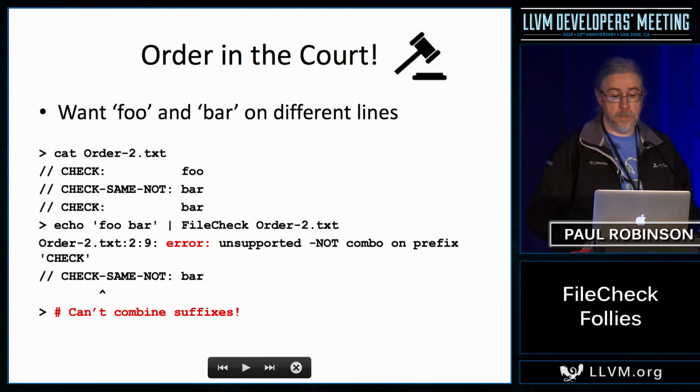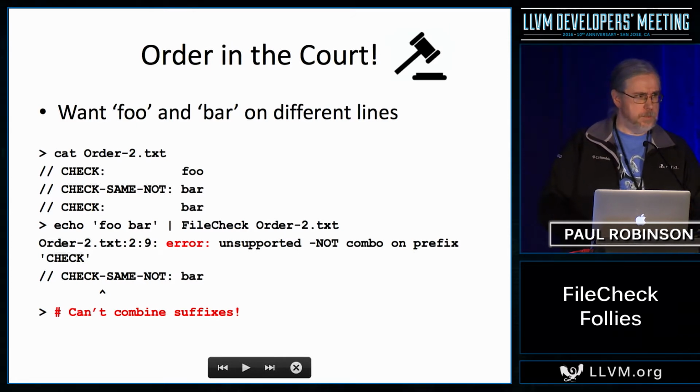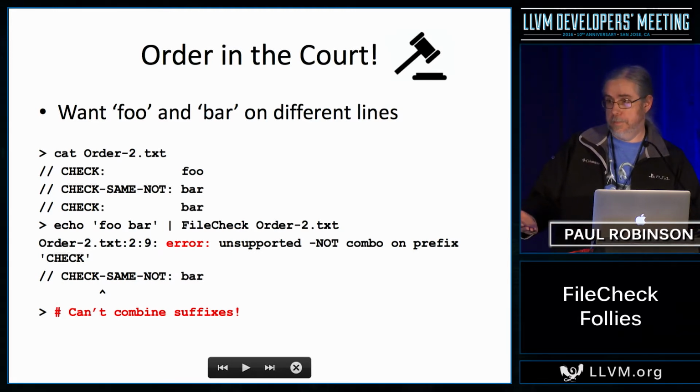Well, how do we deal with that? So a little bit more elaborate problem. So we do want to see the foo, but not on the same line as the bar. We know we have this same thing, and we know we have the not thing. So we must be able to do check same not, right? And we try to run that through FileCheck, and that doesn't work either.